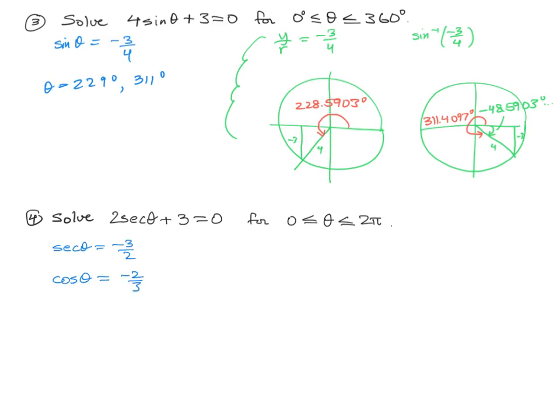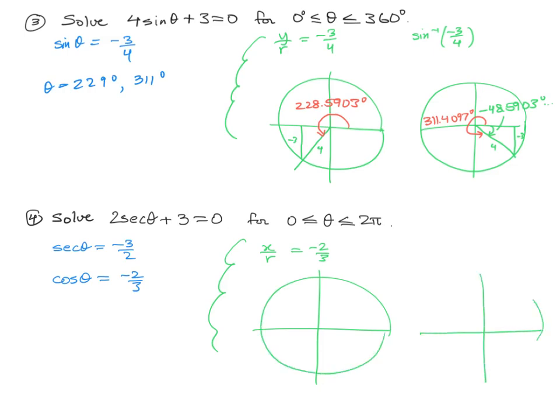And now I go to my thought bubbles. And again, we're saying x over r equals negative 2/3. So that means that we're drawing angles in either of the quadrants where x is negative. So that means going to the second quadrant to get the negative 2 and the 3, or we're going to the third quadrant to get the negative 2 and the 3. And again, to find one of those angles, I'm going to do cosine inverse of negative 2/3. But before I do that, make sure I put it in radians mode.